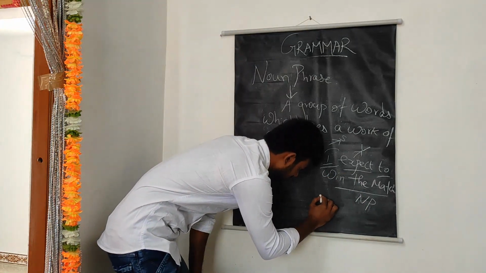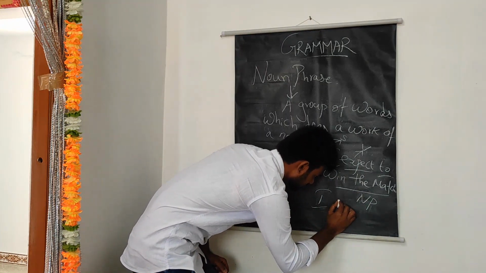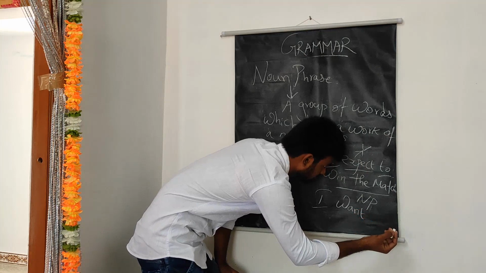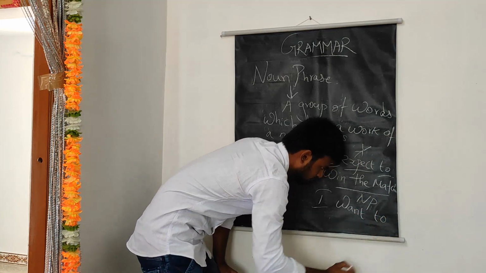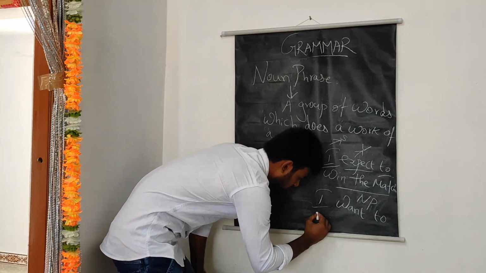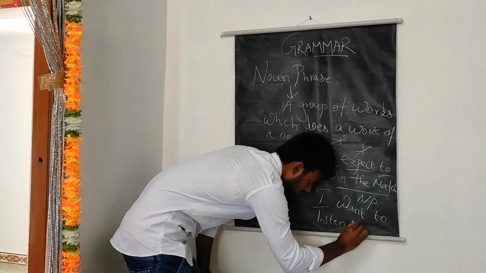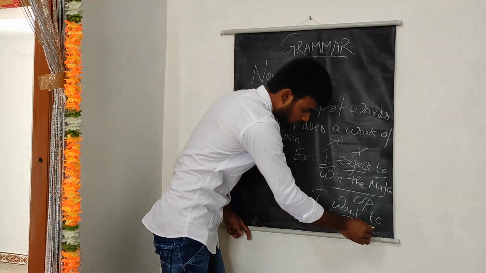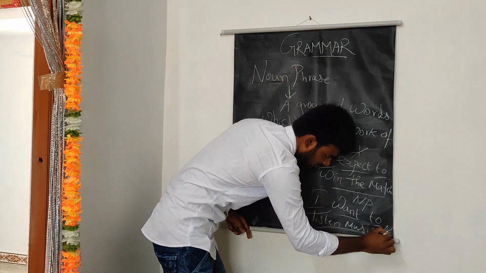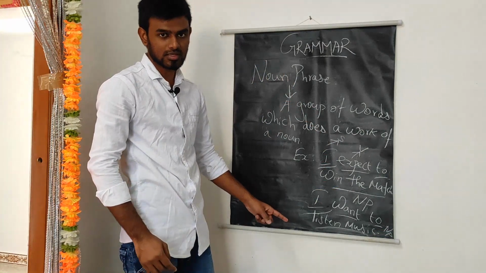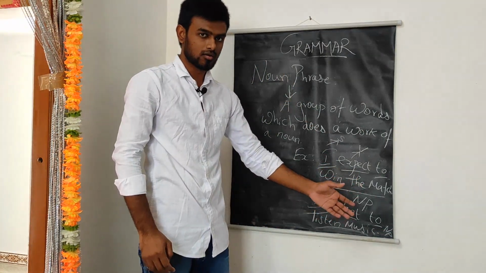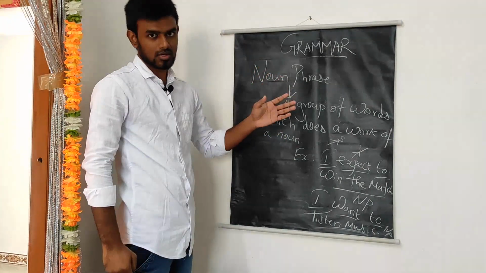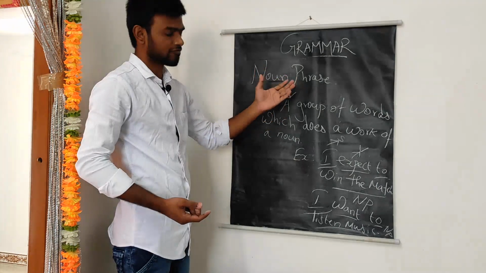Second example: I want to listen music. The same here, I is the subject, want is the verb, and to listen music is a noun phrase, NP, because it doesn't have any subject and predicate. So this is called a noun phrase. I hope you understand. Now we are going to see the noun clause and how it is different from a phrase.